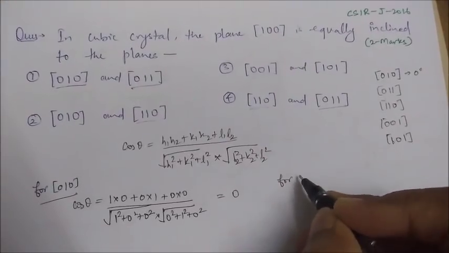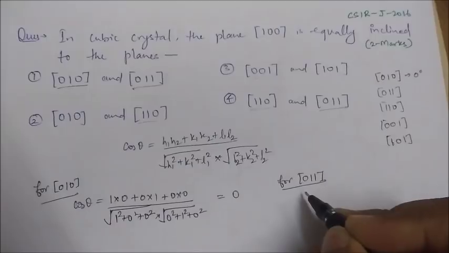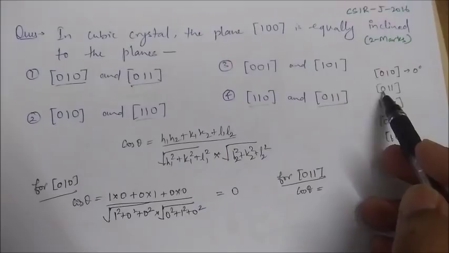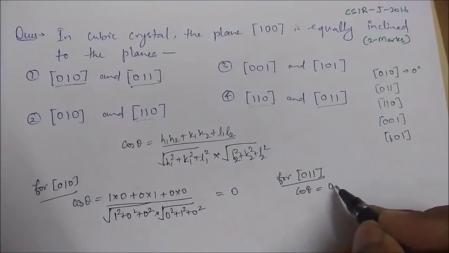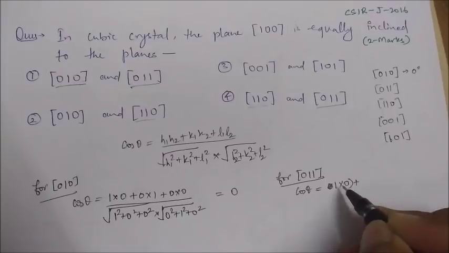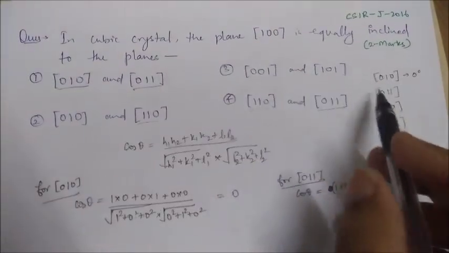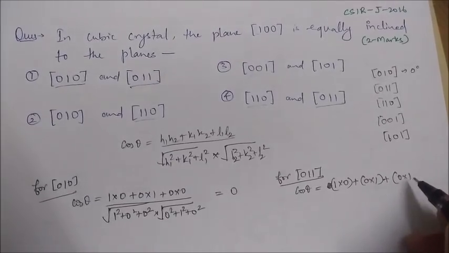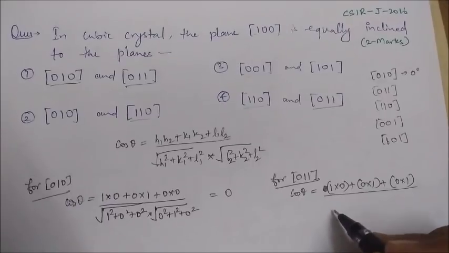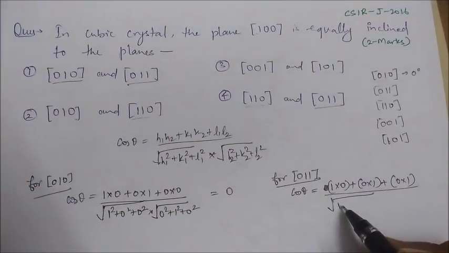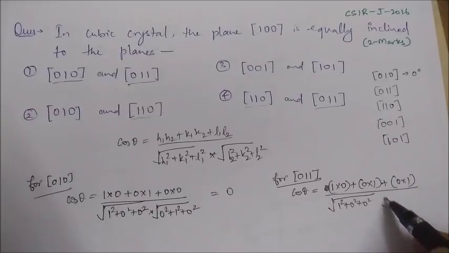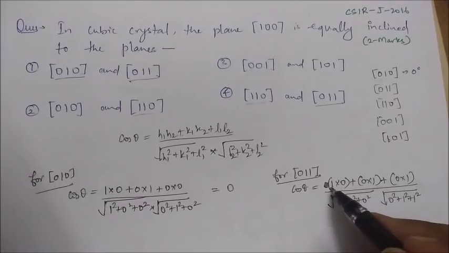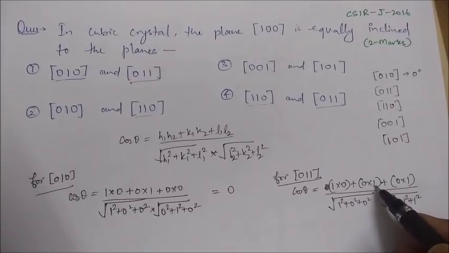Now for the next one, that is 0, 1, 1. For this, cos theta will be equal to, for 0, 1, 1, with h1 h2, so it will be 1 into 0 plus 0 into 1, plus 0 into 1, divided by the square root of 1 square plus 0 square plus 0 square into the square root of 0 square plus 1 square plus 1 square.